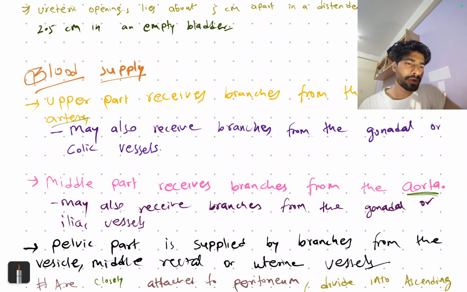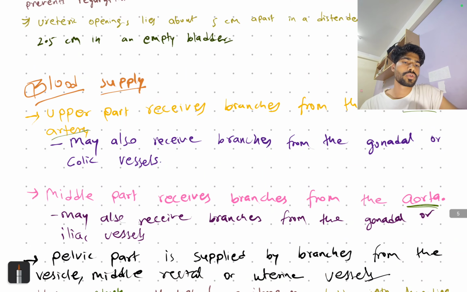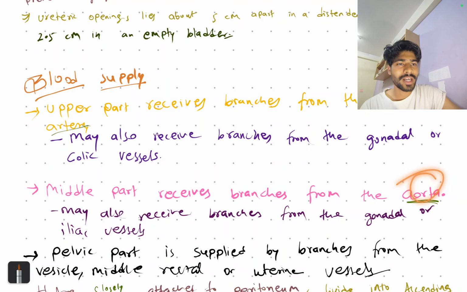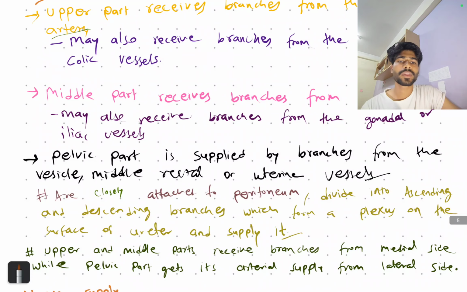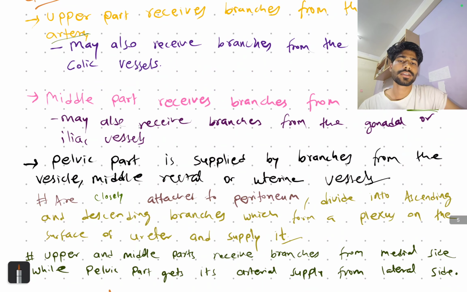Then the middle part. Again in the middle part you need to remember the aorta. It gets branches from the aorta. But you may write extra, like it may also receive branches from the gonadal or iliac vessels. So for the upper part, the renal artery is compulsory. For the middle portion, branches from the aorta are compulsory. And for the pelvic part, you need to write all of these: vesical, middle rectal, and uterine vessels. And if it is asked in male, then the uterine vessel is not an option.